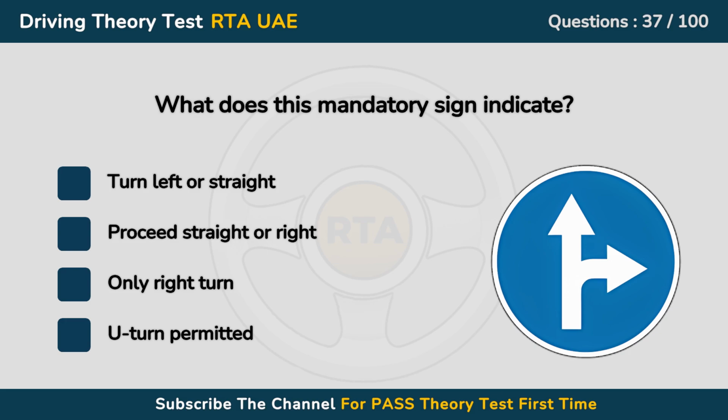Question 37. What does this mandatory sign indicate? A. Turn left or straight. B. Proceed straight or right. C. Only right turn. D. U-turn permitted.